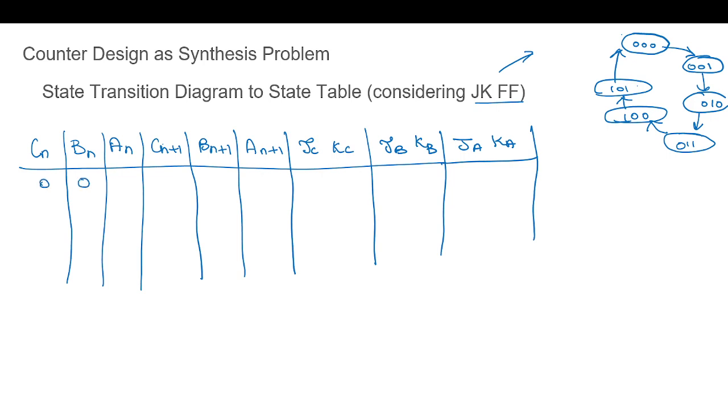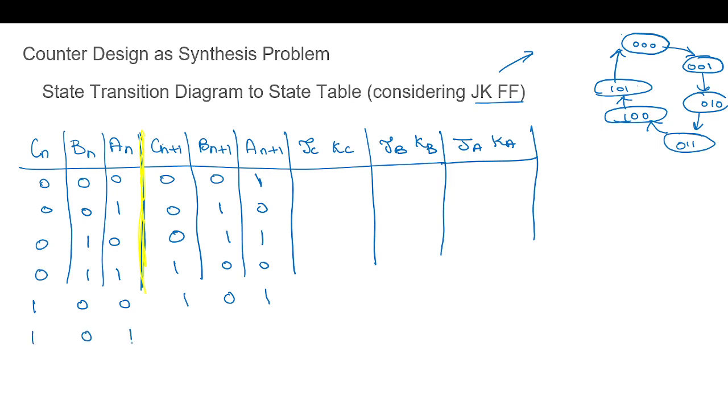So if we consider the initial state to be all 0, the next state will be 1. If it is 1, next state will be 2. If it is 2, the next state will be 3. If it is in state 3, the next state will be 4. If it is in 4, next state will be 5. And from 5, it will be back to 0.